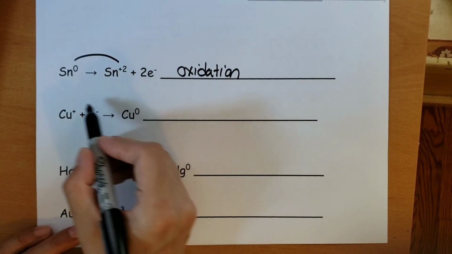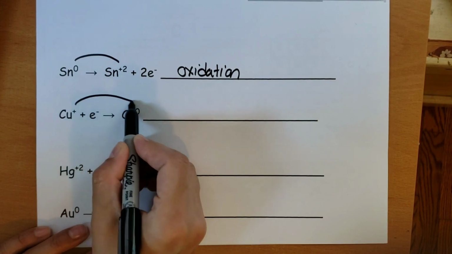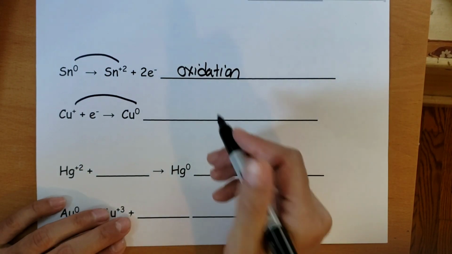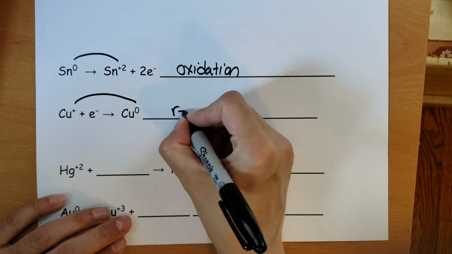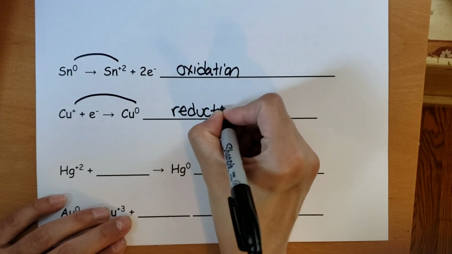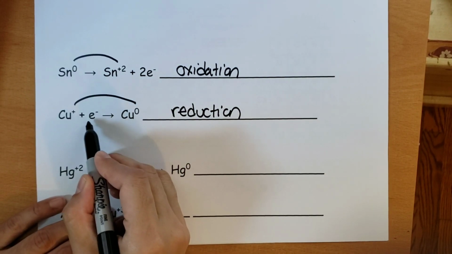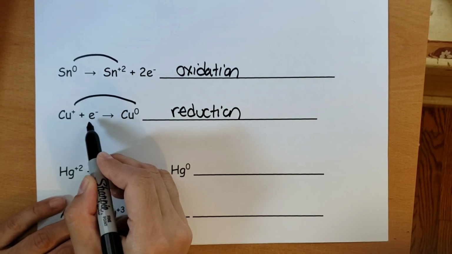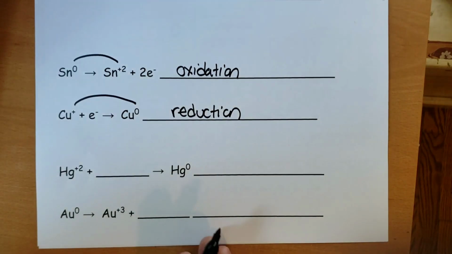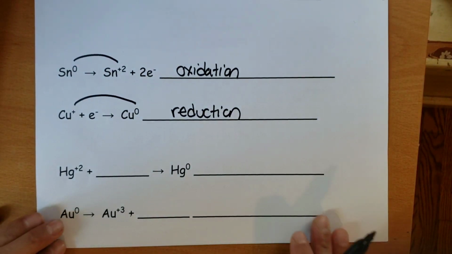Here, copper ion is changing from +1 to 0. +1 to 0 is a decrease or a reduction in number. So this is a reduction. Notice that during reduction, electrons are gained. Electrons that are gained are on the reactant side or before the arrow.